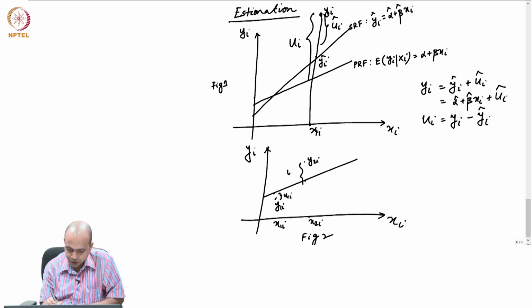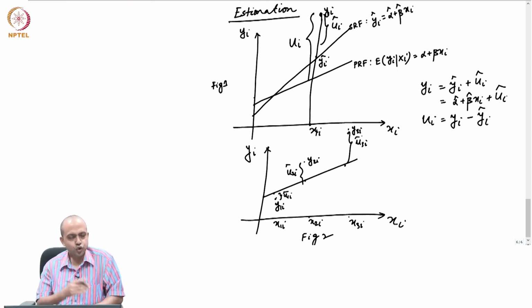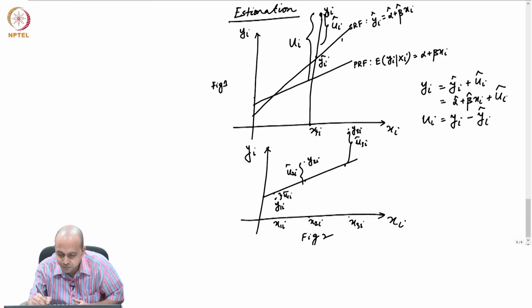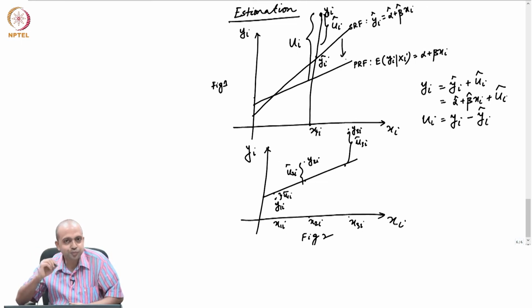So this is u2i. Similarly, for x3i, let us say this is your actual y3i. So this is your yi hat, and this becomes your u3i hat. This is u1i hat, this is u2i hat, this is u3i hat. Okay. So what we will try to do is minimize this error. If you minimize the sum of these errors, then your SRF will go as close as possible to the PRF.